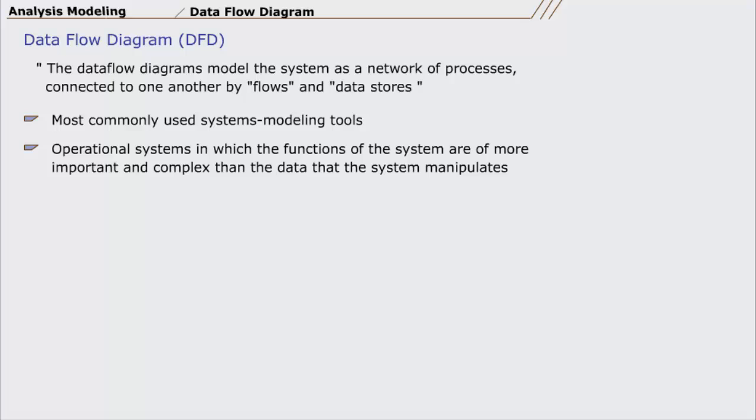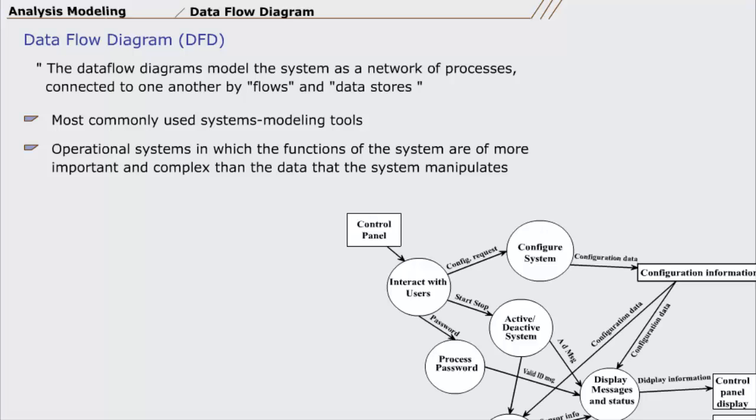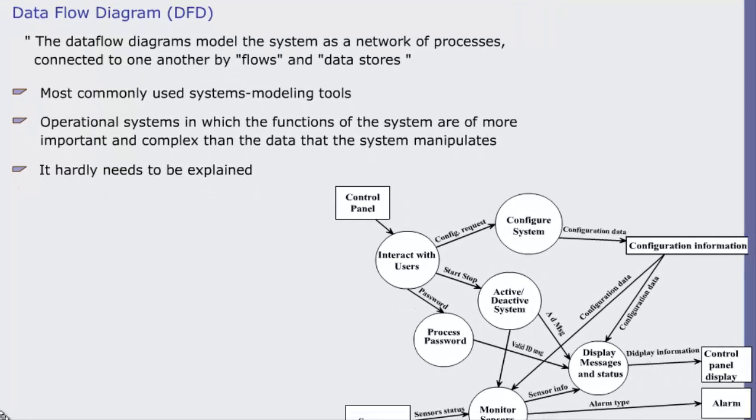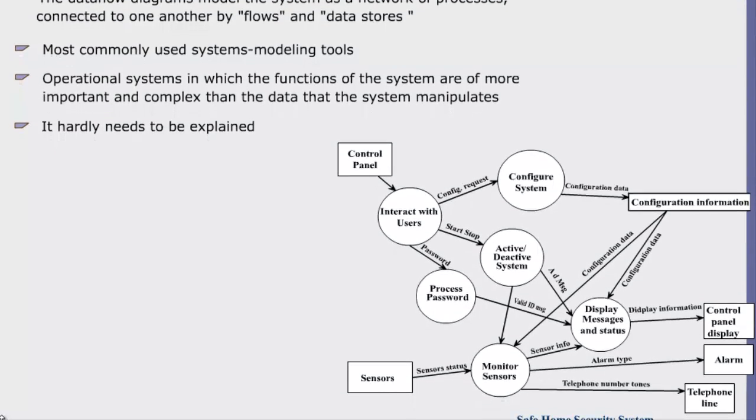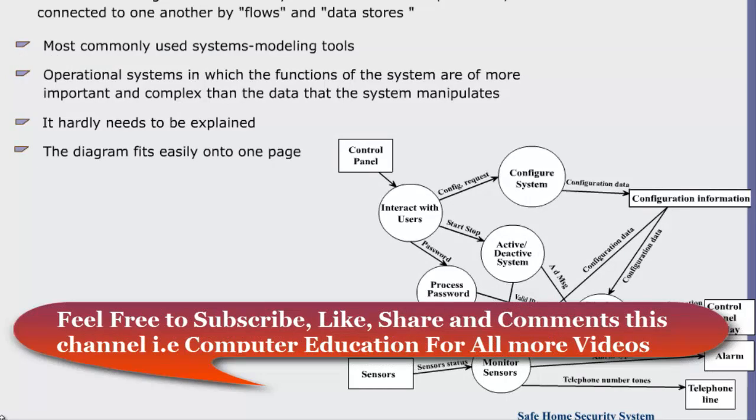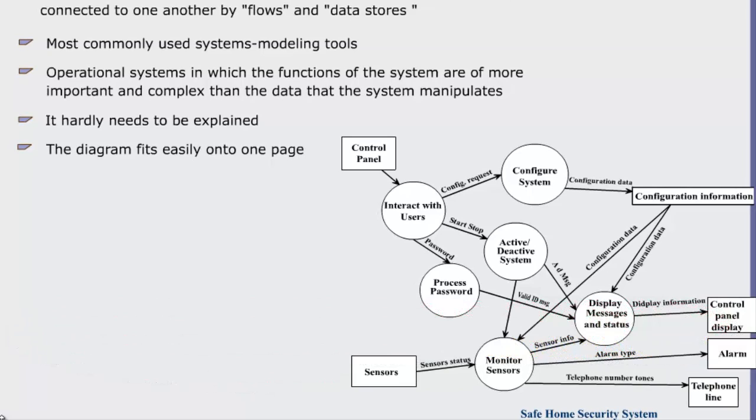Let us see the components of a DFD. The figure on your screen shows a typical DFD for a small system. Before we examine its components in detail, notice several things. It hardly needs to be explained at all. One can simply look at the diagram and understand it. The notation is simple and unobtrusive and in a sense intuitively obvious. The diagram fits easily onto one page. This means two things. Number one, someone can look at the diagram without being overwhelmed, and number two, the system that is being modeled by the diagram is not very complex.